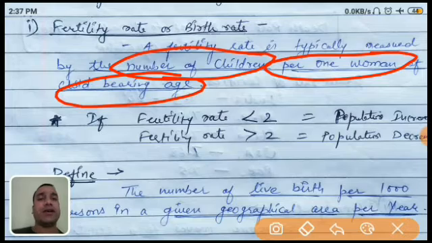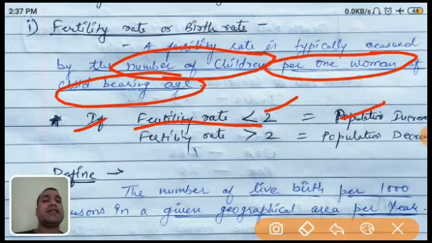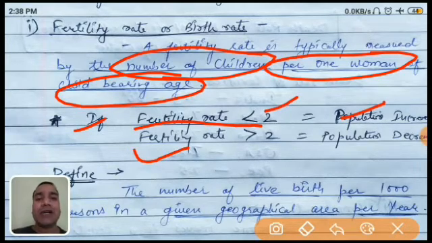Now how does it work? If fertility is more than 2, the population increases. Just like if one woman is giving 3 children, 4, 5, or 10 children, yes, some are also giving; it is not a joke, but it does happen. So what will happen? Definitely the population increases. And if the fertility rate is less than 2, then what will happen? The population decreases. If it is up to 2, that's why there is also a slogan by the government scheme.